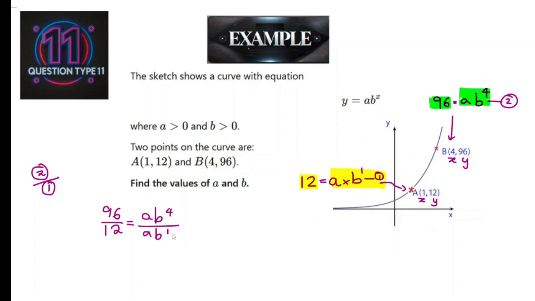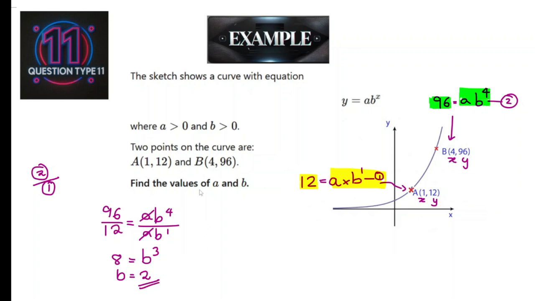Now that's 8 is equal to, now you can clearly see a and a get cancelled out. b to the power of 4 divided by b to the power of 1, you take away the powers. 4 take away 1 is 3, so that is b cubed. Okay, b is the cube root of 8, which is 2. So I know the value of b is 2.